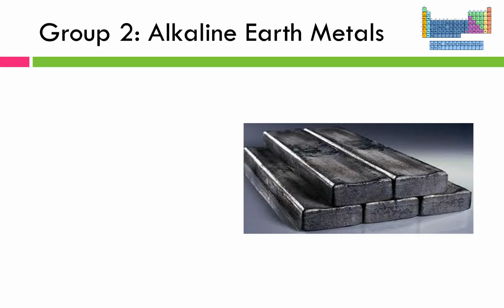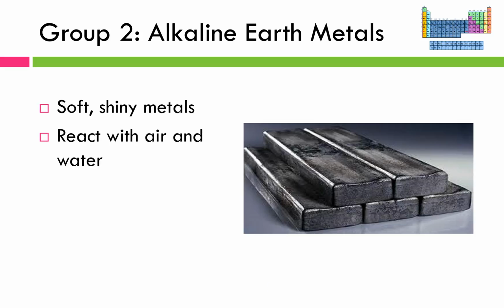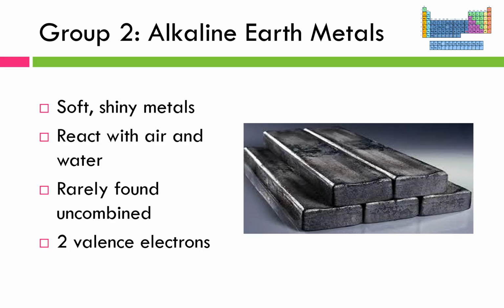If we move one row to the right, we get to group 2, the alkaline earth metals. Very similar to the alkali metals in appearance, but definitely some major differences in reactivity. These are also fairly soft, shiny metals. They do react with air and water as well, but not nearly as violently as the alkali metals do. Even though they're not as reactive as group 1 metals, they're still not found as free elements often in nature. They're usually combined with something else. And they've got 2 valence electrons that they need to get rid of.